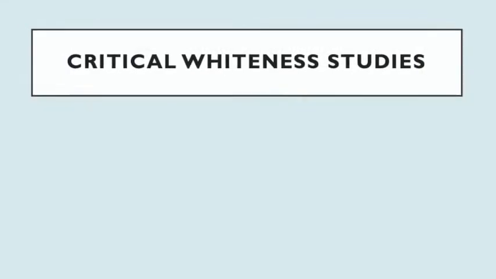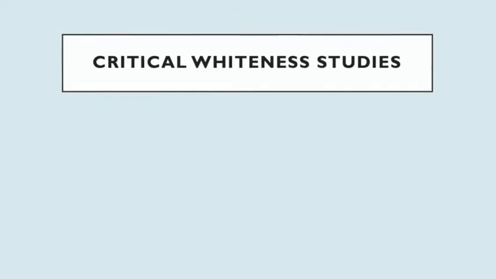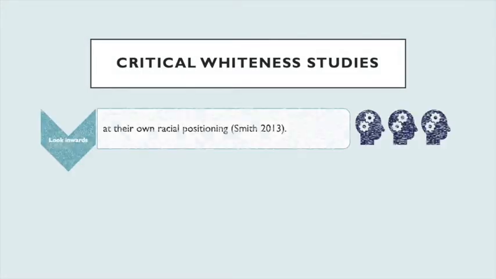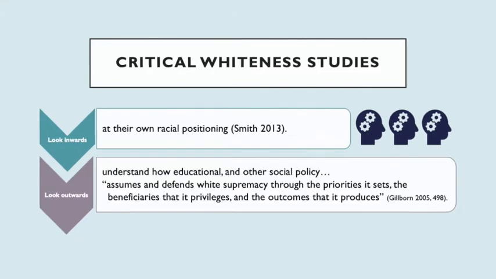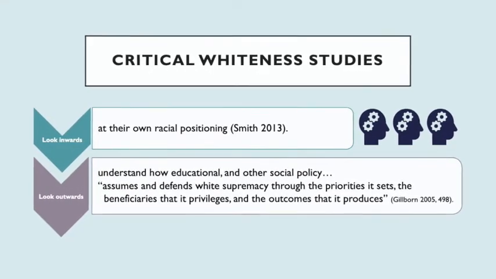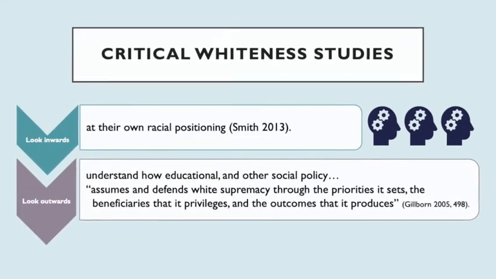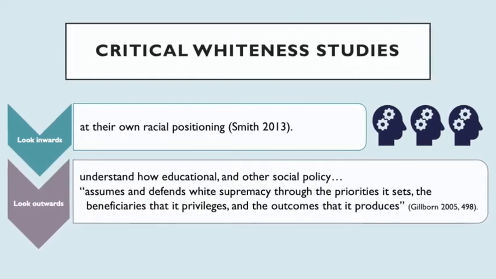The common curriculum also needs to include an understanding of whiteness through the study of white supremacy. Critical whiteness studies will enable pupils and teachers alike to look inwards at their own racial positioning and recognise how their past life experiences, assumptions, and beliefs function as powerful filters through which they interpret their school, teachers, peers, and society itself. In addition, it enables pupils to look outwards and understand how education and other social policy assumes and defends white supremacy through the priorities it sets, the beneficiaries it privileges, and the outcomes it produces, as Gilborn articulately notes.